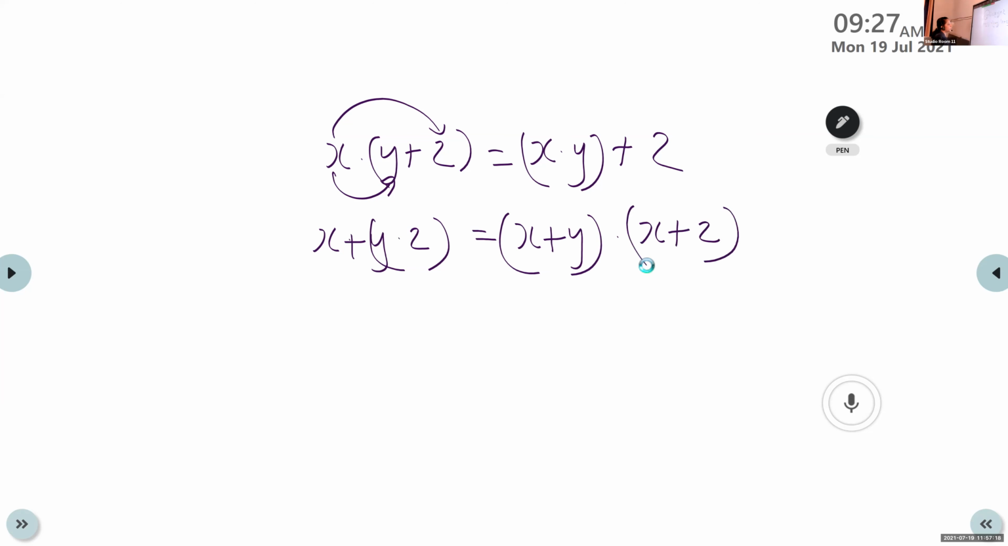Then draw the truth table for the second one. John Philip, which are the input values for the second distributive law? Input column names. Ma'am, OR gate and AND gate. OR gate and AND gate is for logic circuit representation. I am asking about truth table representation. X, Y, and Z. Okay, correct.